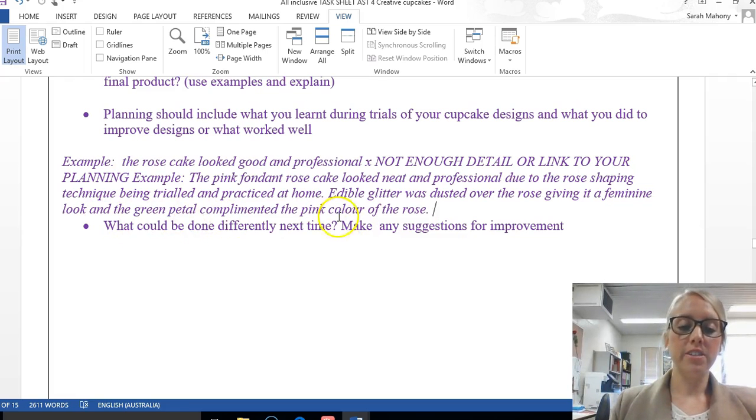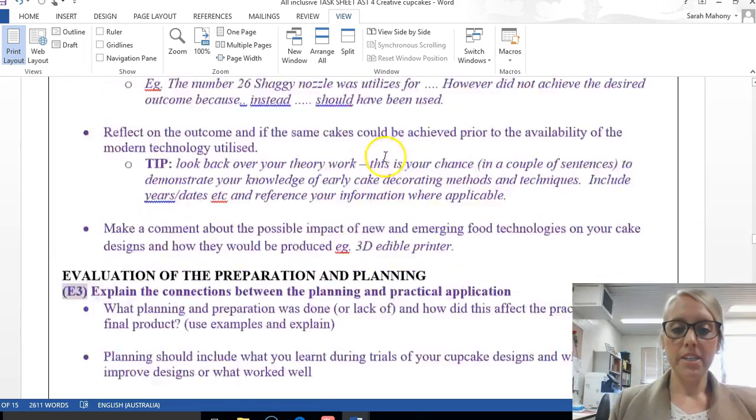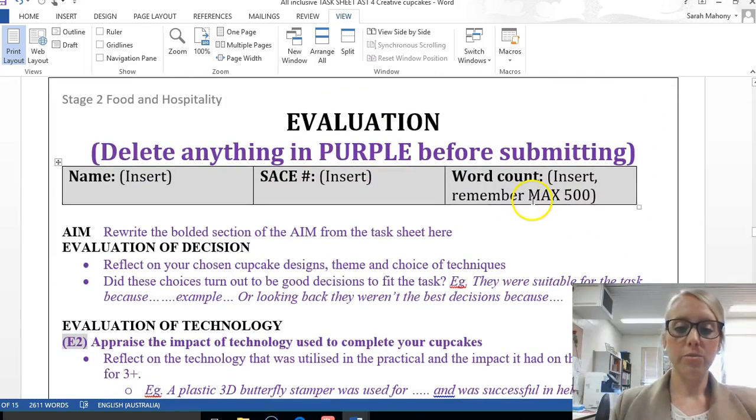If you had any suggestions for things that could be improved, comment there on what would be done differently next time. Hope that makes sense, and good luck. 500 words as always.